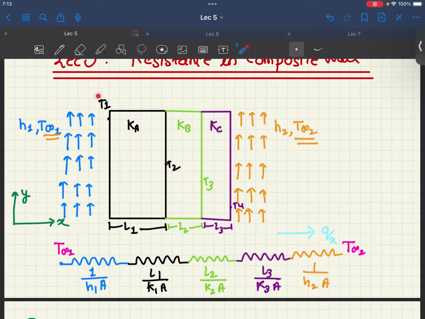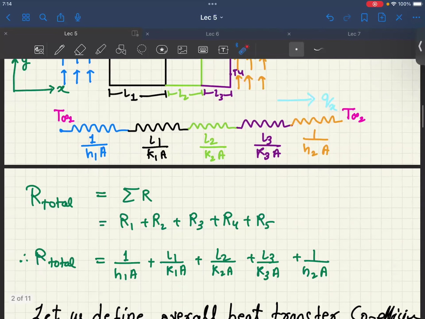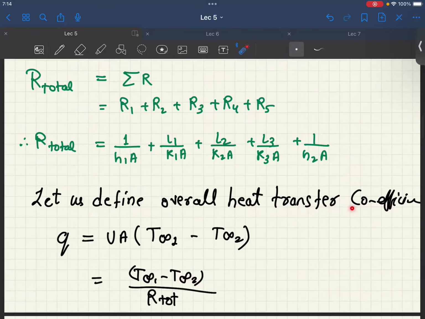Since we do not know these intermediate temperatures in practical scenarios, we would want to describe the entire system using measurable properties. In this case, the measurable properties would be T infinity 1 and T infinity 2, and additionally we know Ka, Kb, and Kc. We would want something in terms of T infinity 1 and T infinity 2 because it's easier to calculate or measure. So that's where our concept of overall heat transfer coefficient comes in.